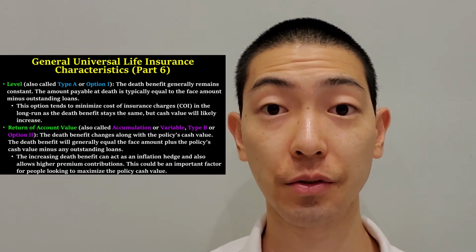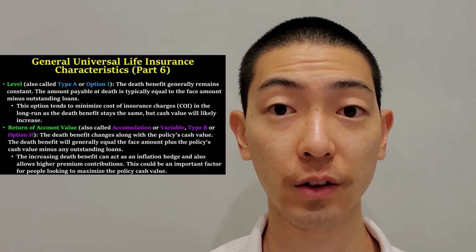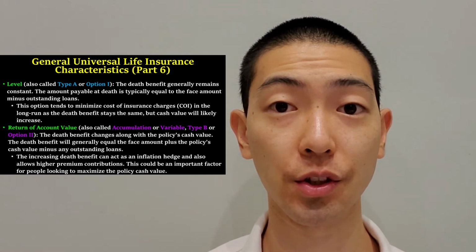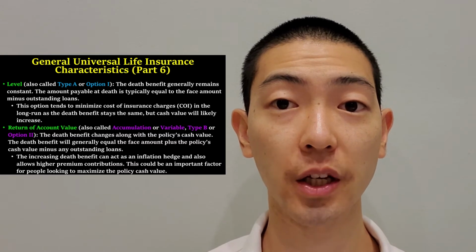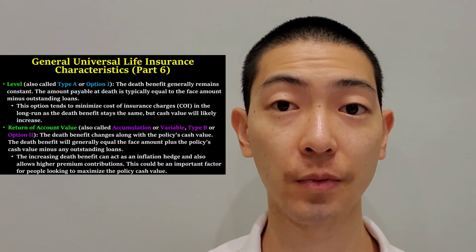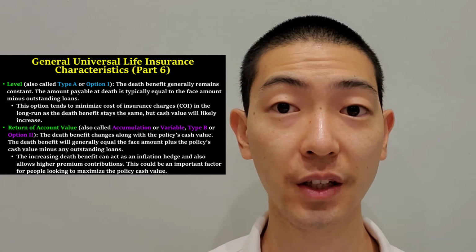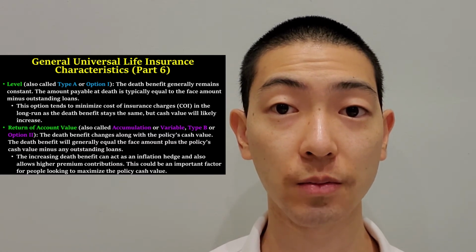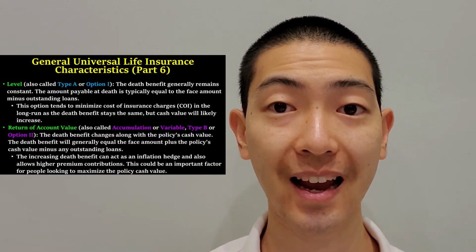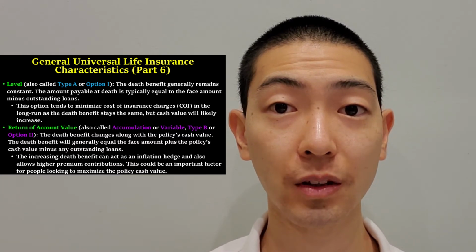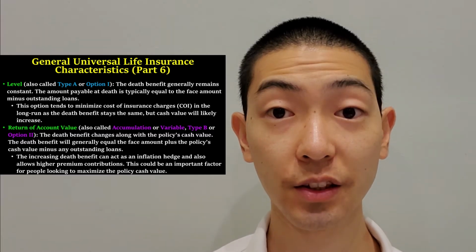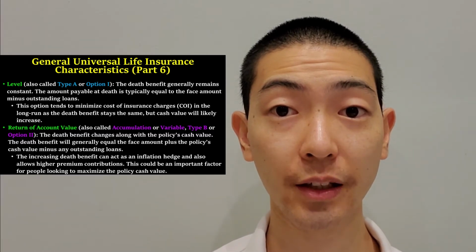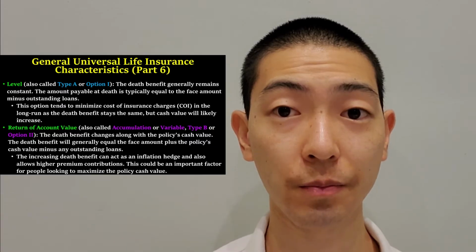Return of account value, also called accumulation or variable, type B or option 2. The death benefit generally changes along with the policy's cash value. The death benefit will generally equal the face amount plus the policy's cash value minus any outstanding loans. The increasing death benefit can act as an inflation hedge and also allows higher premium contributions. This could be an important factor for people looking to maximize the policy cash value. The disadvantage of this option is higher cost of insurance as the death benefit increases over time.